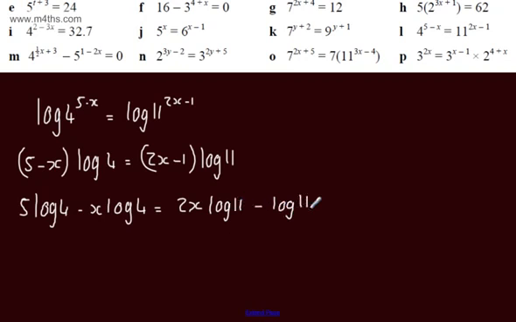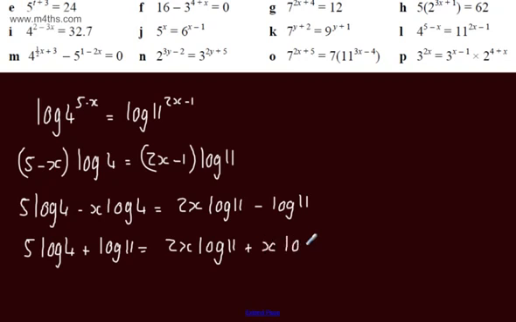So I've just expanded the brackets on both sides. So if we now collect up terms in x and the constants, adding log 11 to both sides, 5 log 4 plus log 11, and then I'm going to add x log 4 to both sides. So I've got 2x log 11, and then I'm going to add to that now x, and then we can have log 4. So I can see now that I can factor out the x.